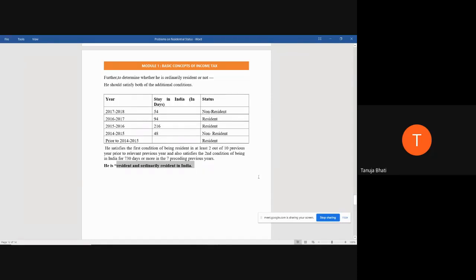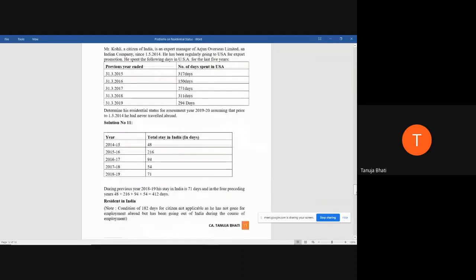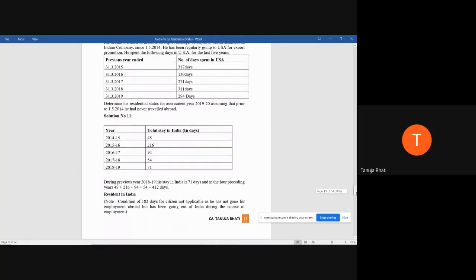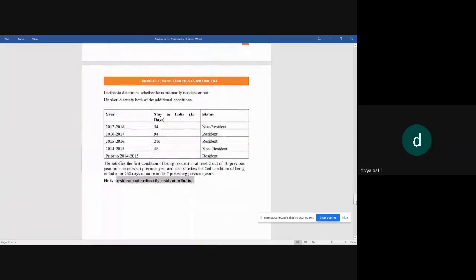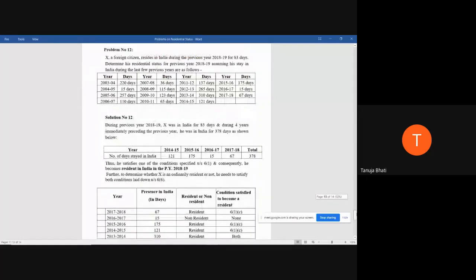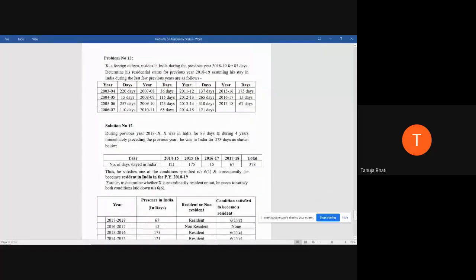Now, did you all understand the problem number 11, students? Have you understood the solution to problem number 11? Then we can move ahead. Yes, ma'am. Everyone understood? Yes, ma'am. Yes, ma'am. Okay, now let us move ahead to problem number 12.